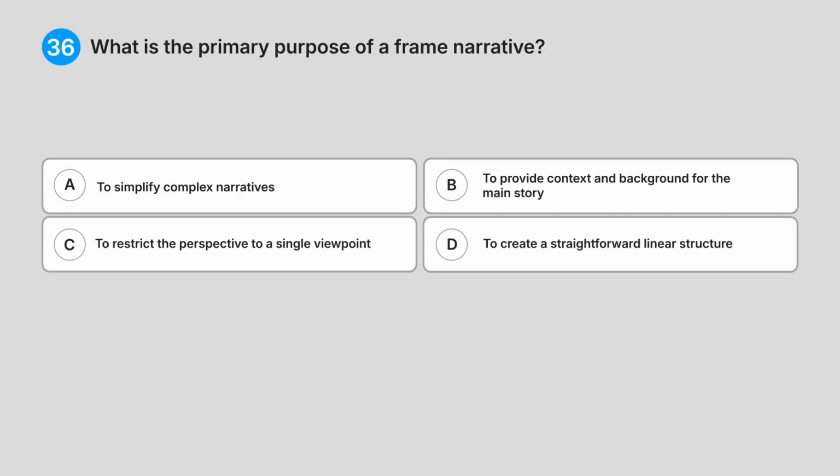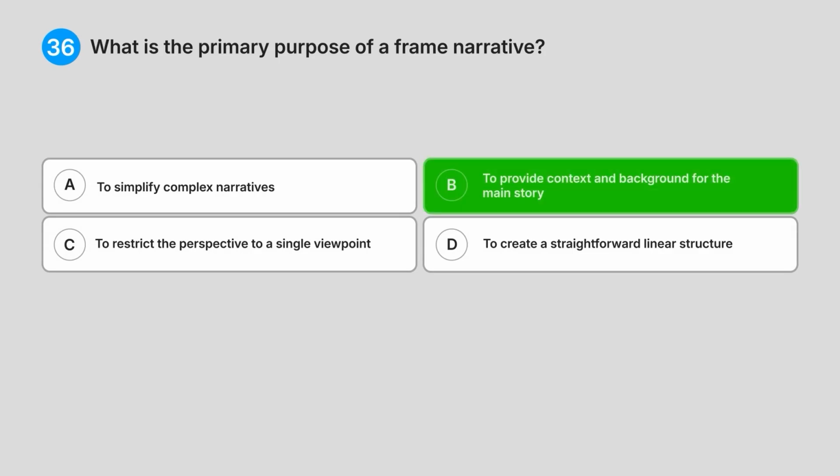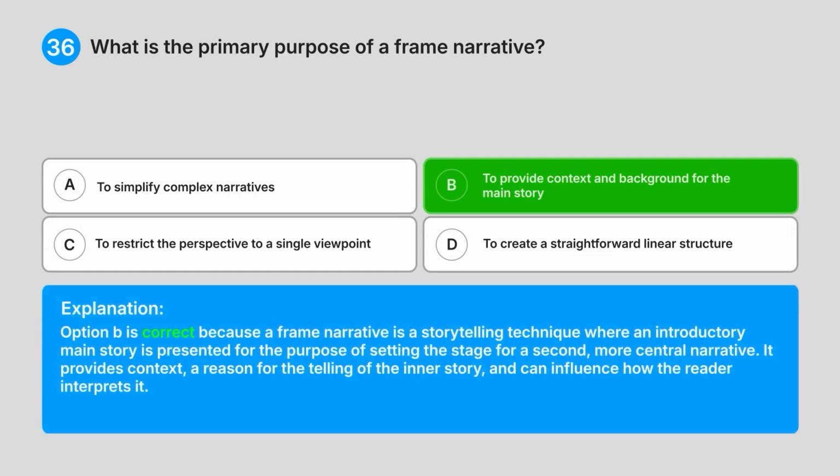Correct answer, B, to provide context and background for the main story. Explanation. Option B is correct because a frame narrative is a storytelling technique where an introductory main story is presented for the purpose of setting the stage for a second, more central narrative. It provides context, a reason for the telling of the inner story, and can influence how the reader interprets it.